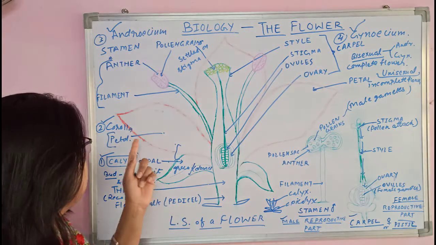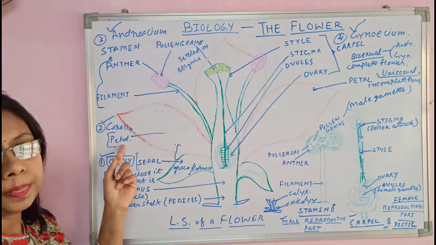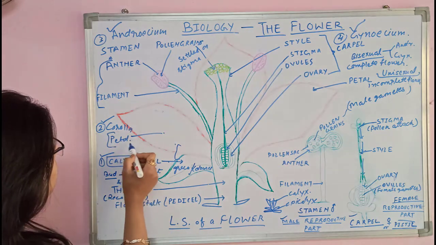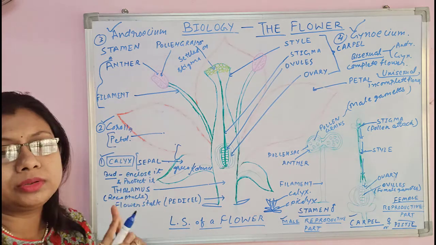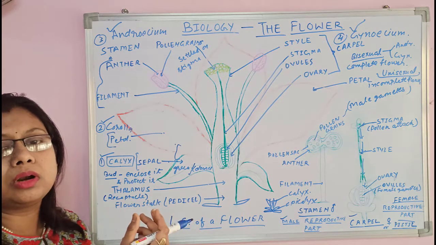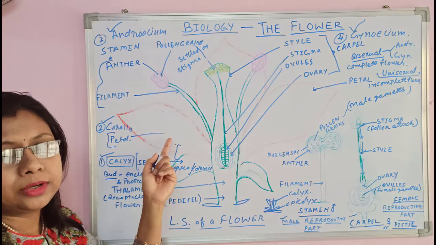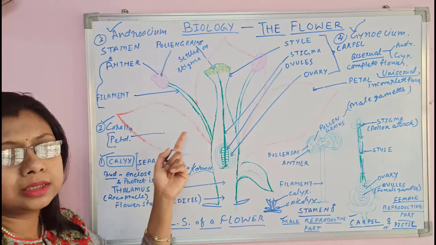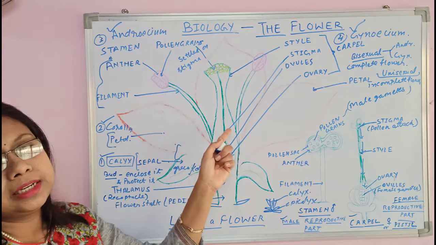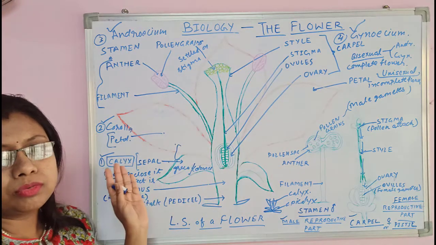And after this, the second whorl is corolla. Corolla is all the petals together. When we take all the petals together, this is called corolla. Its function is to attract the insect and to protect the reproductive organ which it contains. This is the function of corolla.